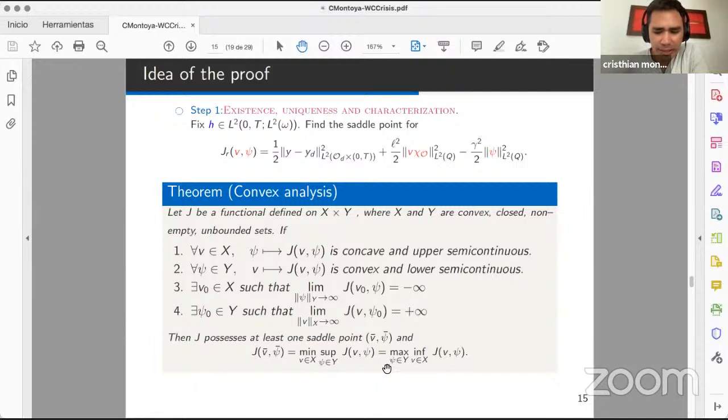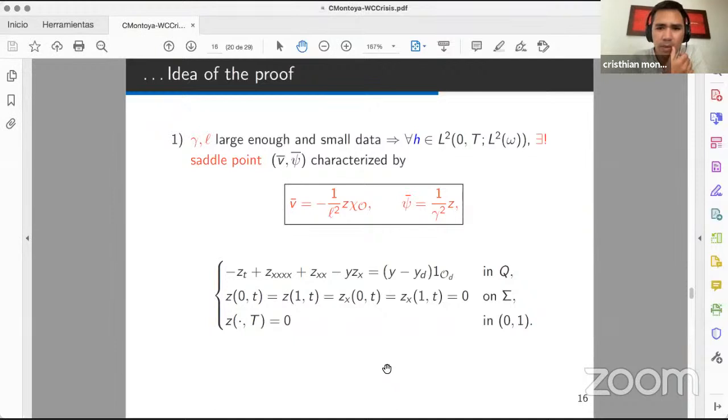In general, this is classic, but it's not so easy because now we have a nonlinear system. So we need to take several estimates, energy estimates, treating this nonlinear part. And some assumptions, of course, with respect to the initial data. Okay, in summary, when these parameters gamma and L are large enough and the data small, as mentioned before, we can find a saddle point v bar and psi bar given by this expression in red color, which satisfies the adjoint system.